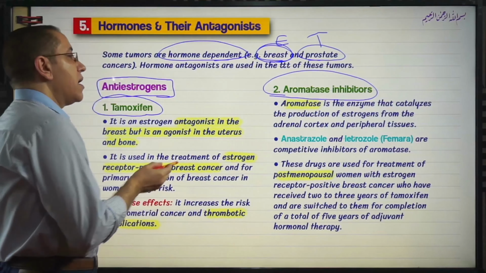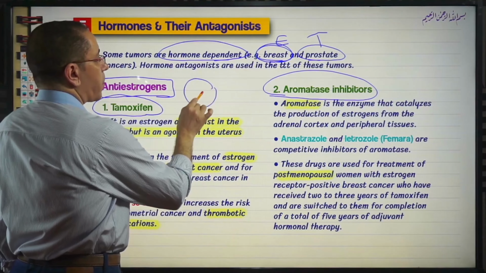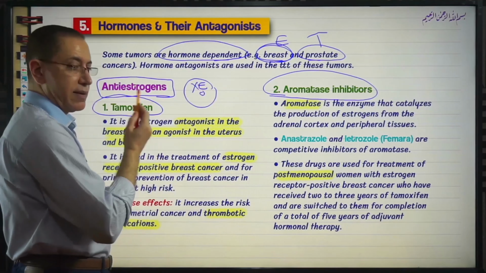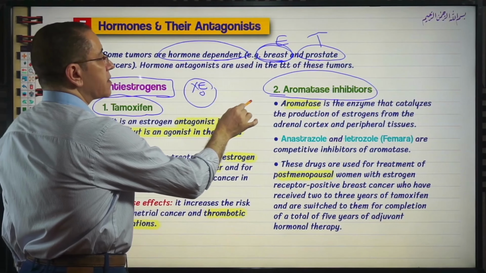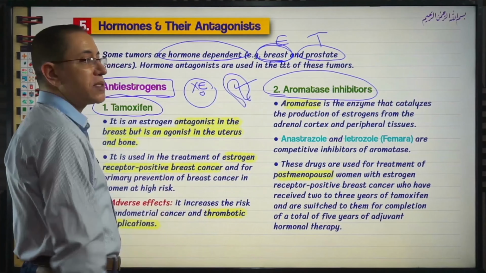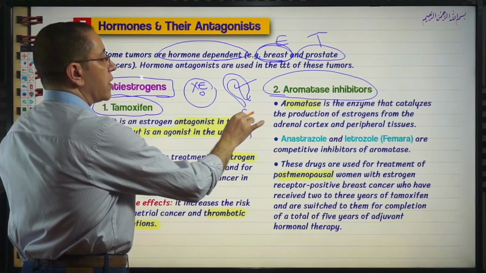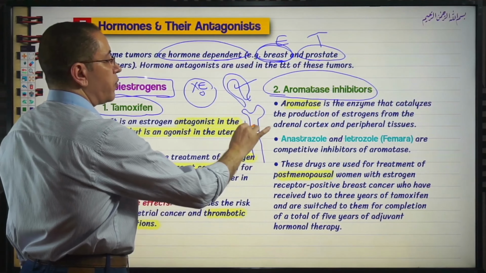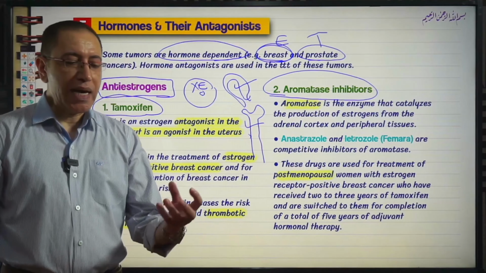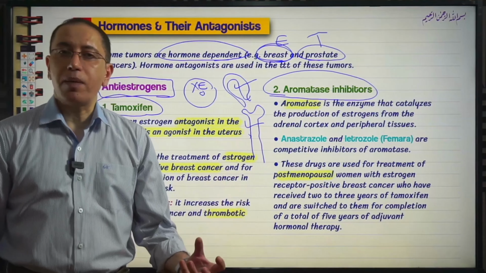It's because when they reach breast tissue, they block estrogen receptors in the breast. On the other hand, when they reach uterine tissue, they stimulate estrogen receptors in the uterus. And when they reach the bone, they also stimulate estrogen receptors there. They act as blockers in some areas and as agonists in other areas. So we cannot classify them as agonists nor as blockers. Hence, they are termed mixed agonists and antagonists.